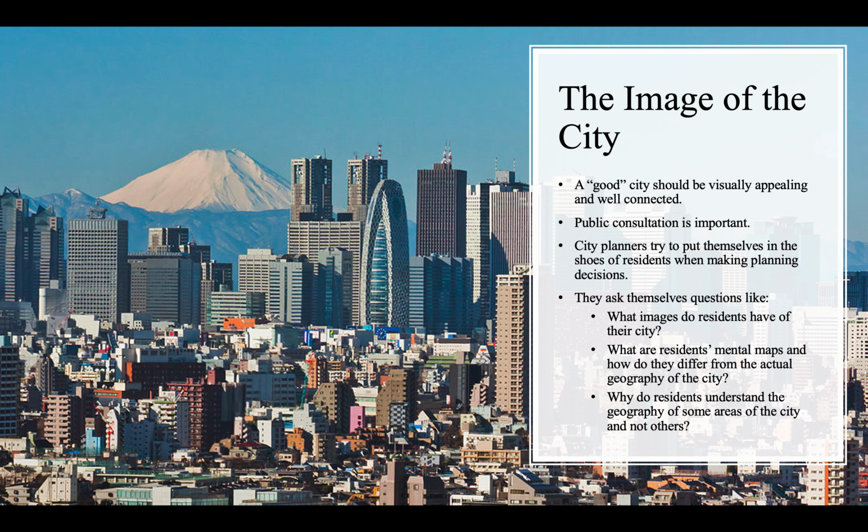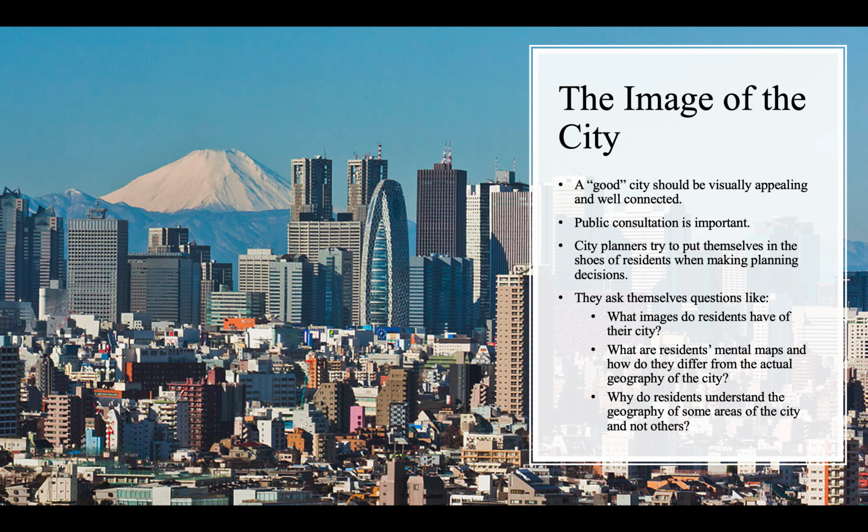So the image of the city. So a good city should be both visually appealing and well connected. Public consultation in city planning is very important. So it's pretty normal for city planners to consult with the residents around the place they're planning to determine the important elements that should be incorporated.